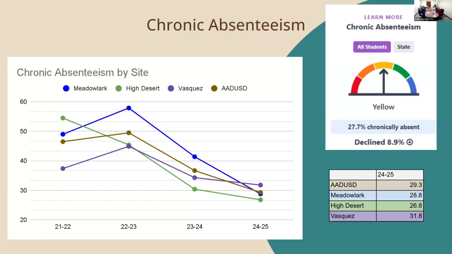But I'm going to add, and I apologize, those weren't part of this presentation. But I did want to add them because it's just another way of looking at the data for our absenteeism.